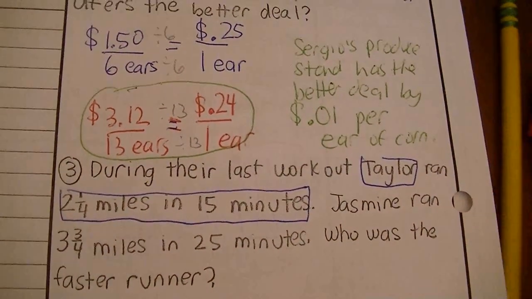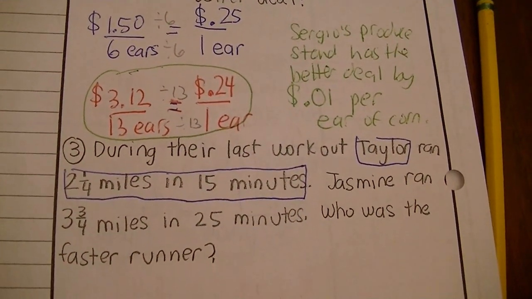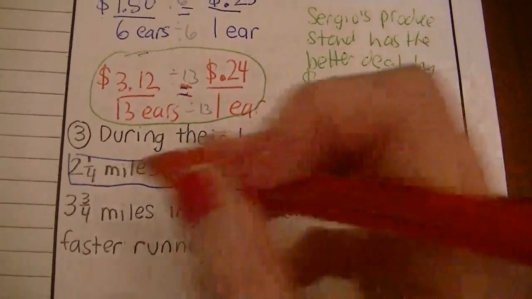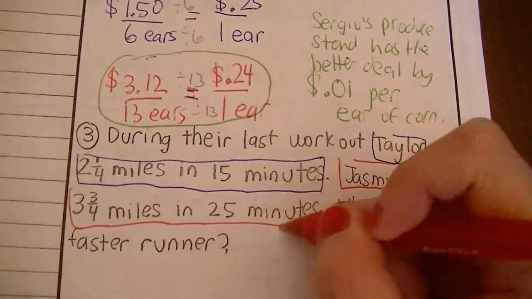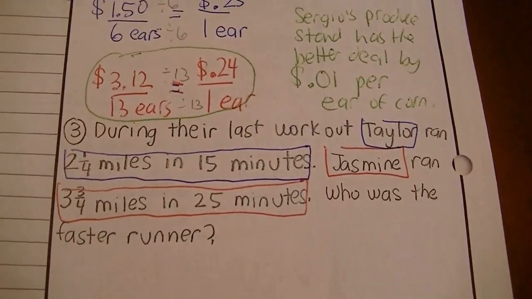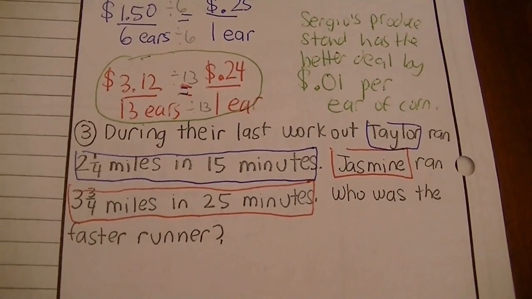And then Jasmine ran 3 3/4 miles in 25 minutes. Who was the faster runner? Okay, who was the faster runner?